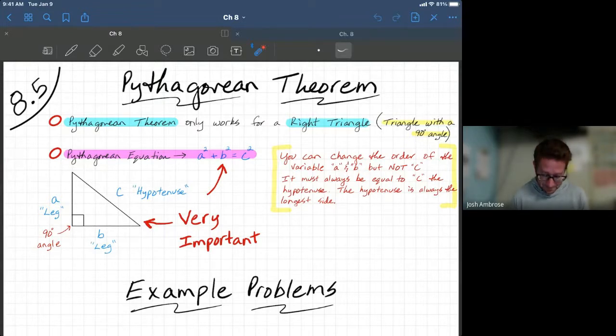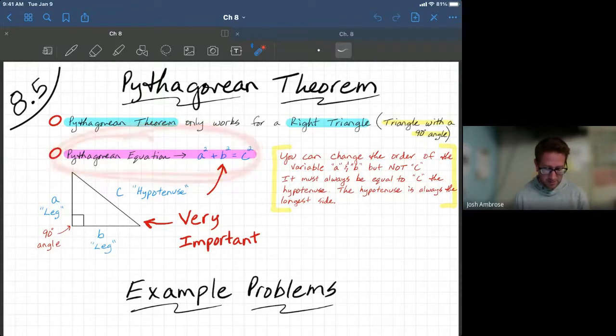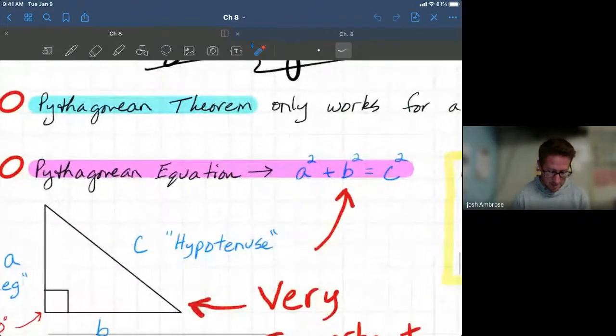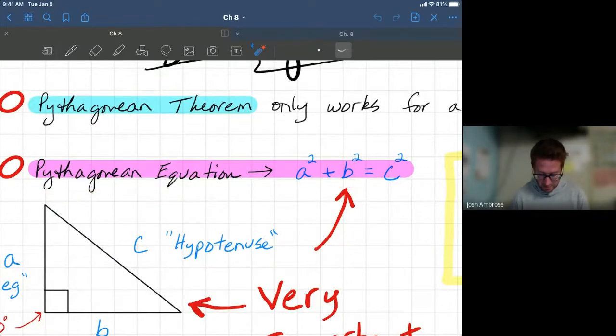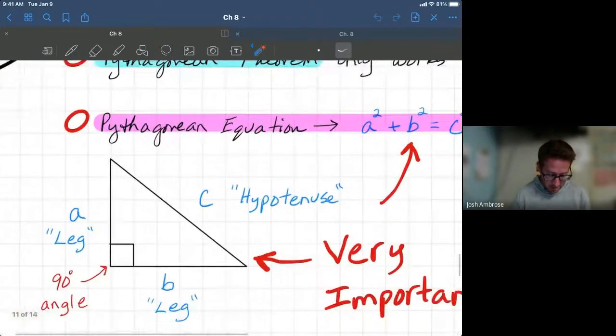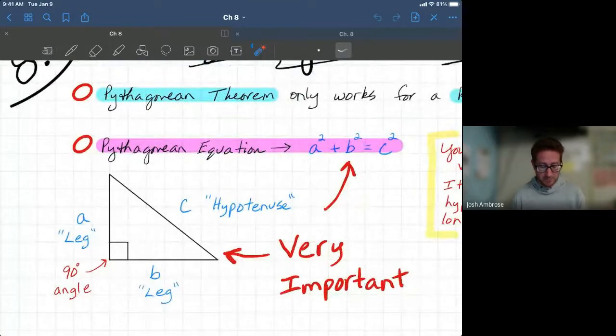So this info right here, you will need to copy that down, okay? This is the Pythagorean theorem. This is the equation right here, all right? So let's do a little zoom in. The Pythagorean equation, a squared plus b squared equals c squared, okay? And then where do we get that info? Where is a, b, and c in relation to the triangle? This is it right here, okay?